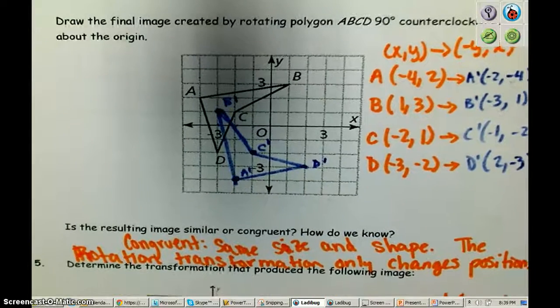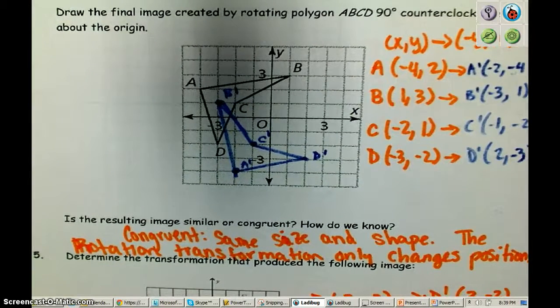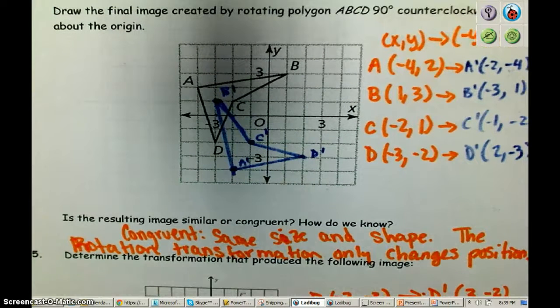The resultant images are similar because we know that they're the same size and shape. And the rotation transformation only changes position. It does not change the size and shape.